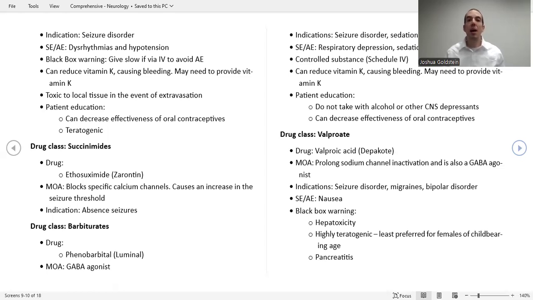This does have 3 black box warnings. That's a good test question that can often get asked for nursing students. They are hepatotoxicity, they are teratogenicity. In fact, this is the worst of all of the anti-seizure medications for a female of childbearing age to be on. And the 3rd black box warning is pancreatitis. So you might want to monitor that amylase and lipase, and you might want to avoid this in a patient who has a history of pancreatitis or alcohol use disorder or something else like that.